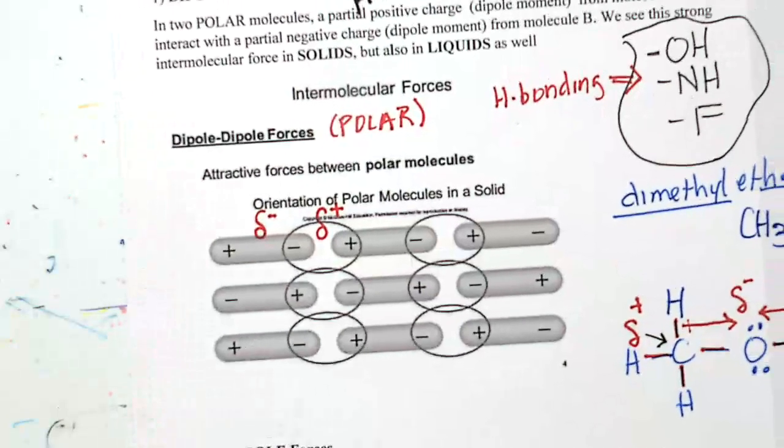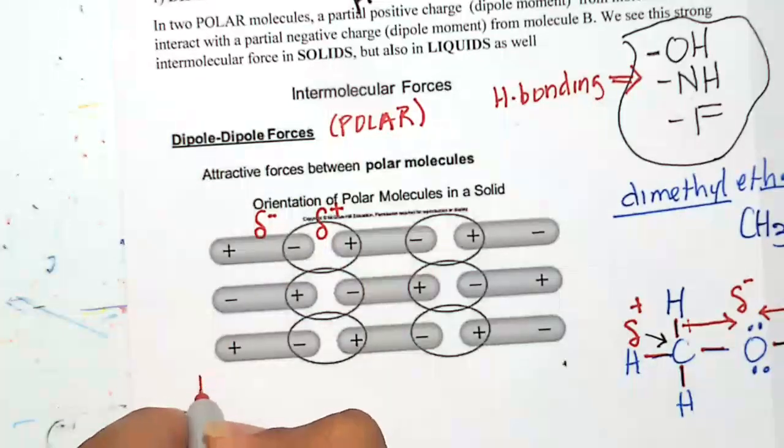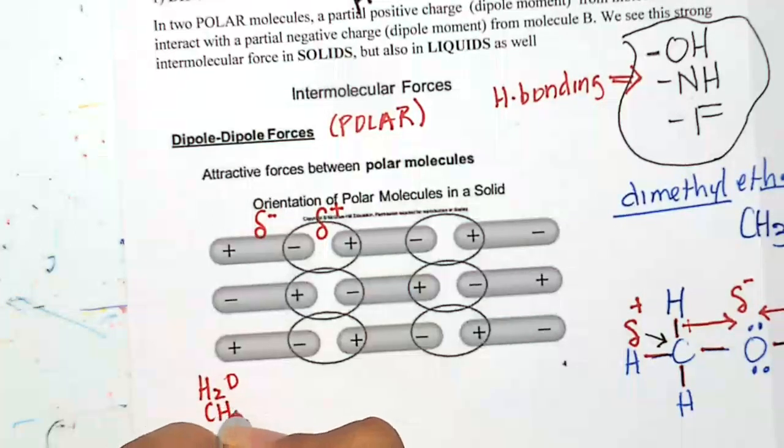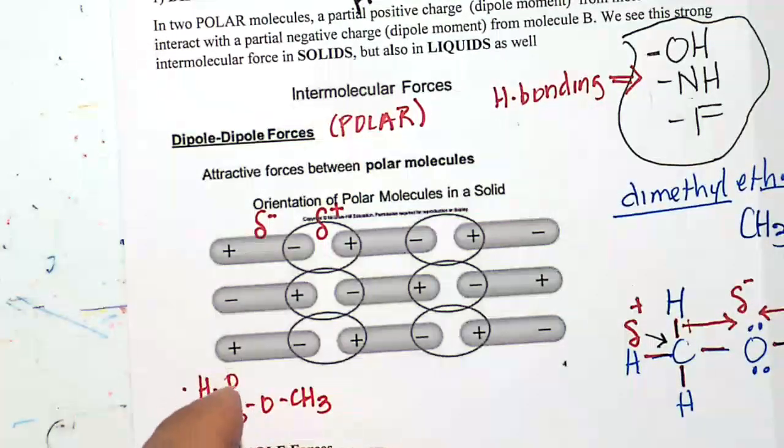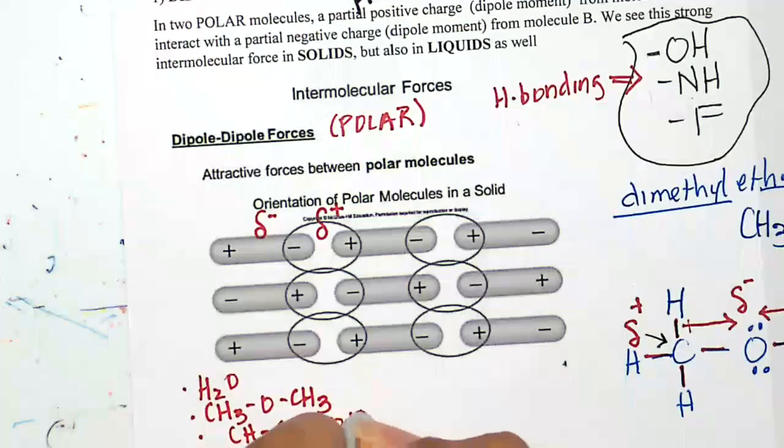And so examples of this would be water, the dimethyl ether that we talked about before. What else is polar? Well, yeah, those are the molecules, the ethanol, the alcohols. Because of the electronegative atoms present, they would have a dipole moment.